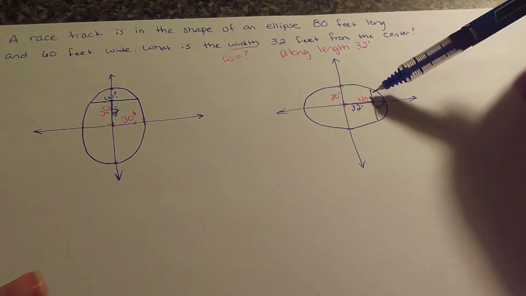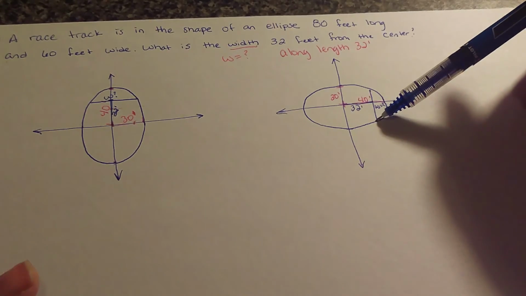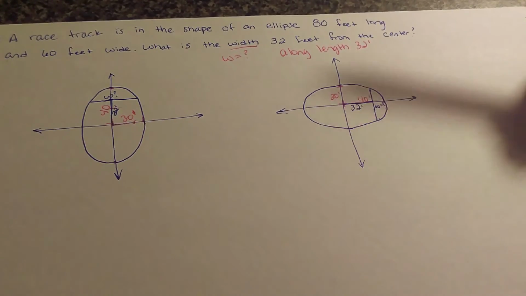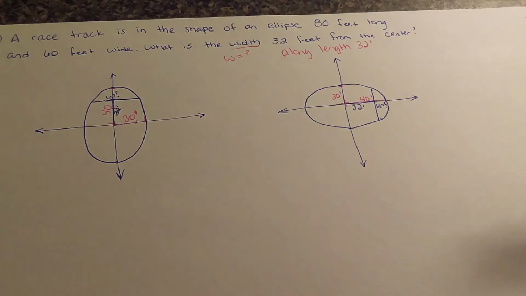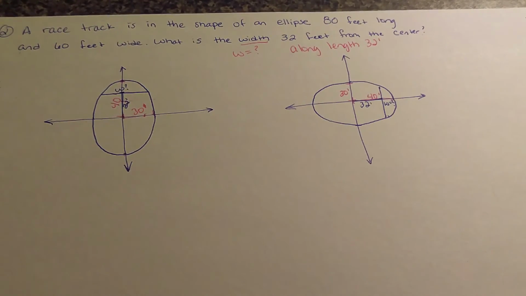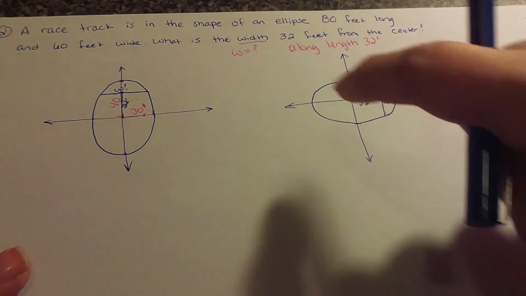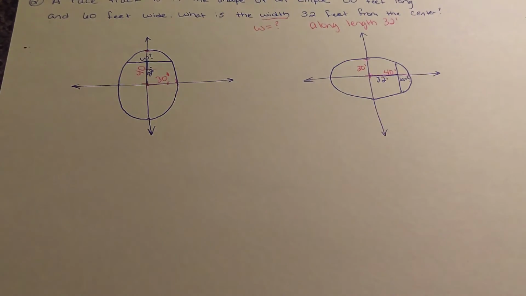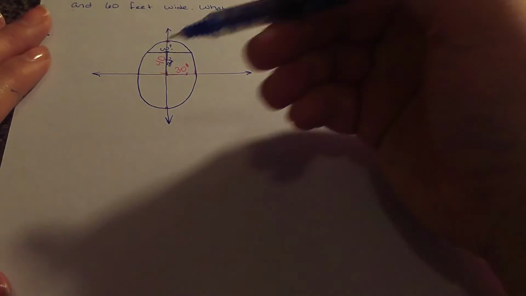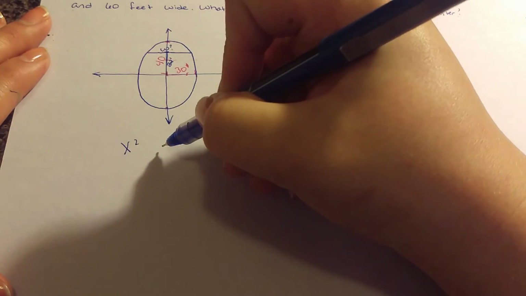So now in order to actually find that width, we're going to need an equation to plug into, because otherwise we need to draw this to scale and measure it with a ruler, which isn't going to be very helpful. So I need an equation for either one. No matter which orientation you work with, you will have an equation for it. They both have a center at 0.